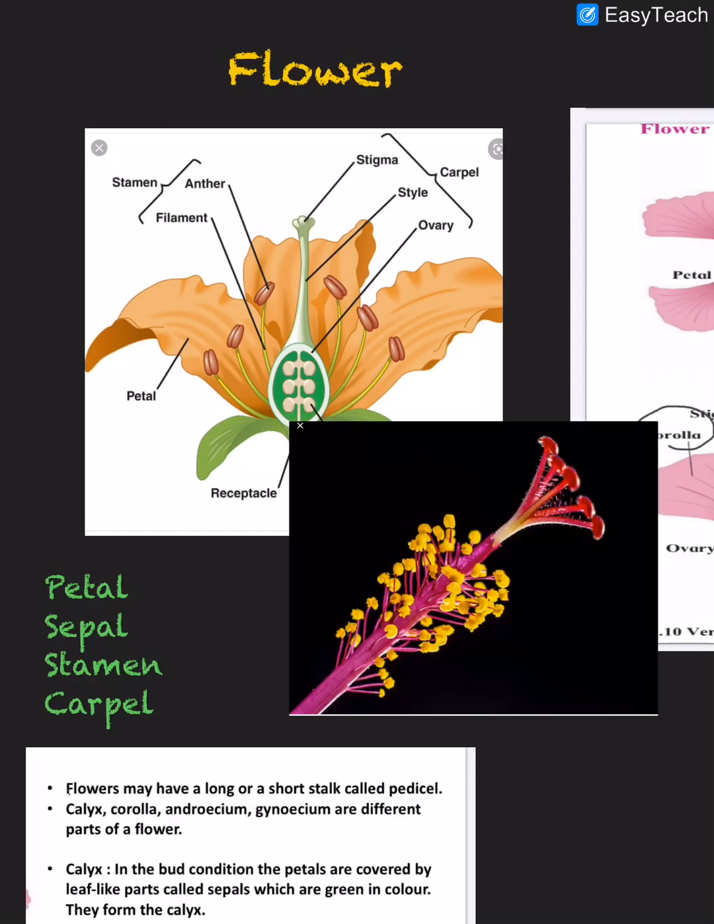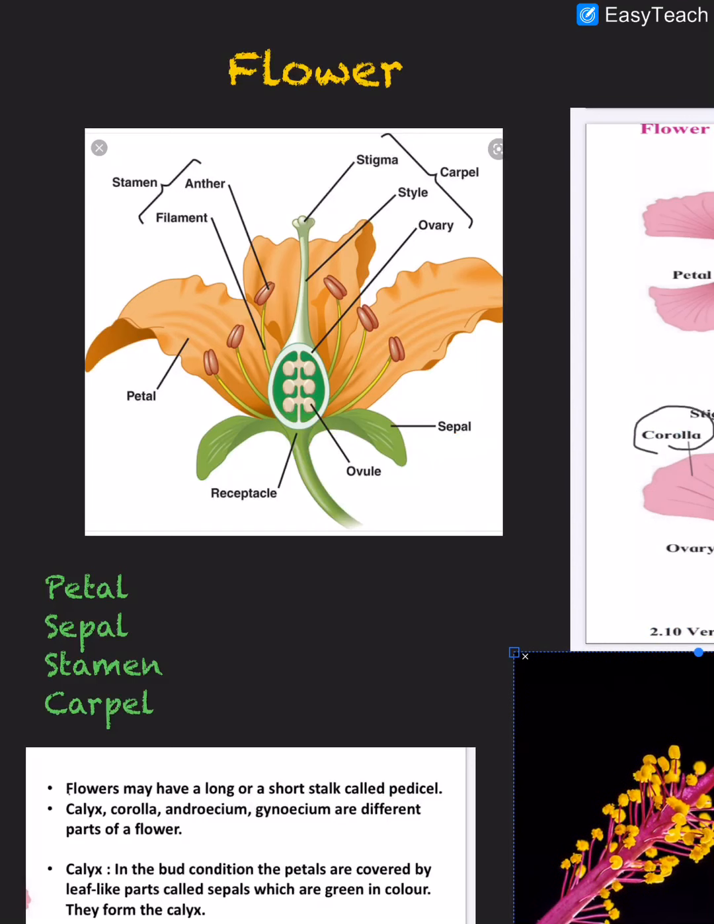Carpel includes three parts. What are the different three parts in a carpel? Stigma, that is the head, antenna-like portion. Style, stalk-like portion, and ovary. When you dissect a hibiscus flower, you can see all these parts.